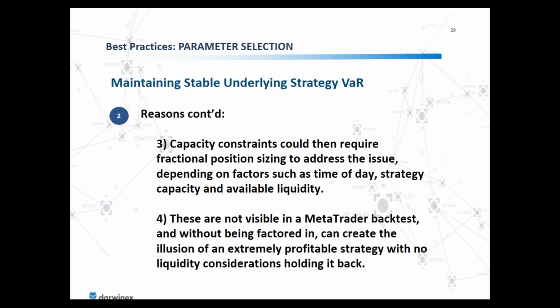So the more scalable you make your execution, the more scalable your trading strategy becomes, and therefore the capacity of your Darwin or your trading strategy improves organically.